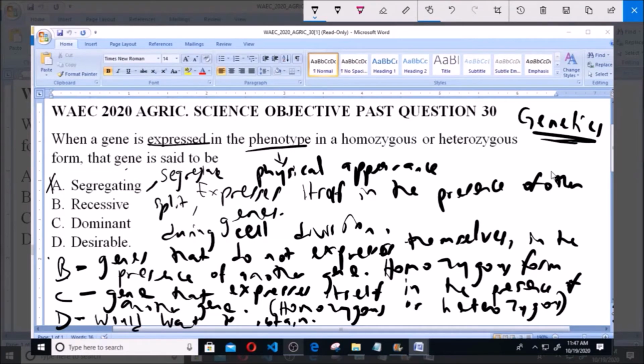So as we have rightly expressed here, we described the dominant gene as the gene which expresses itself in the presence of another gene, be it the same gene as itself, that is, in homozygous form, or a different gene, that is, in heterozygous form. So as we have rightly established, option C, a dominant gene, is the correct answer to this question.